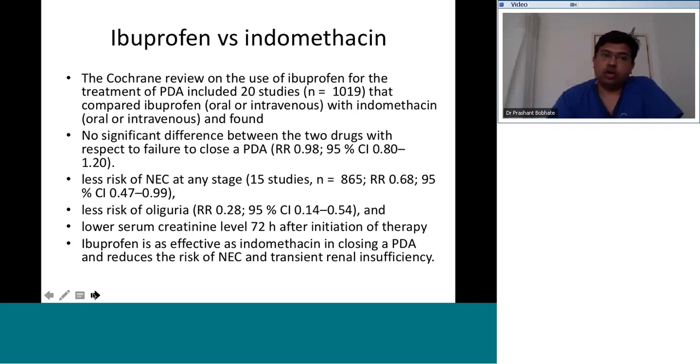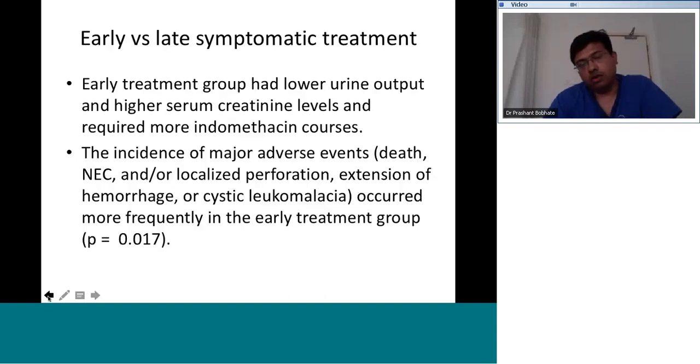So that was in short about the different treatment strategies which are currently in use, and the current recommendation is probably to treat the patient conservatively, wait for the first 2 to 5 days, and only give therapy if the patient is not improving or the patient is having other complications of PDA, such as developing NEC, developing renal failure, having unexplained apnea, cannot be managed.